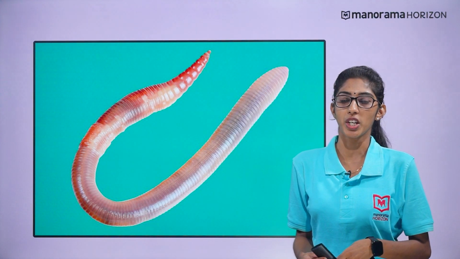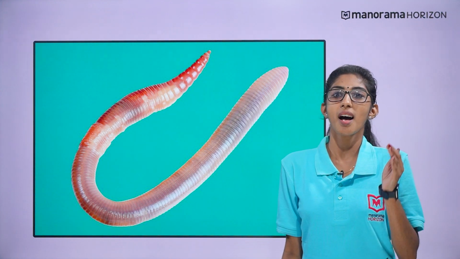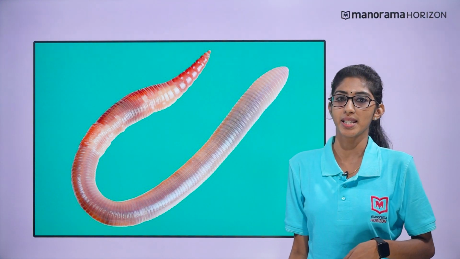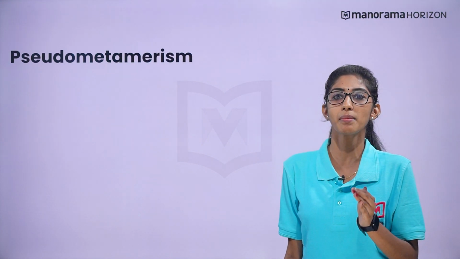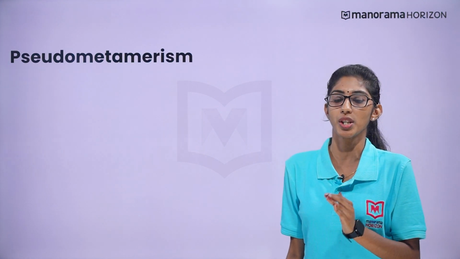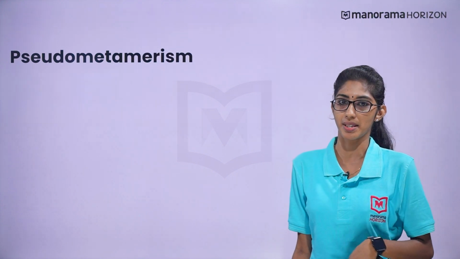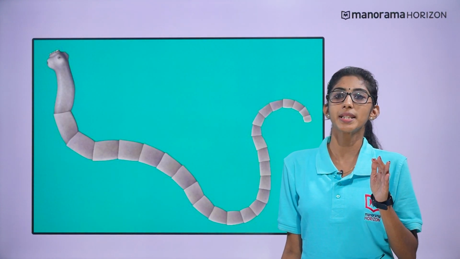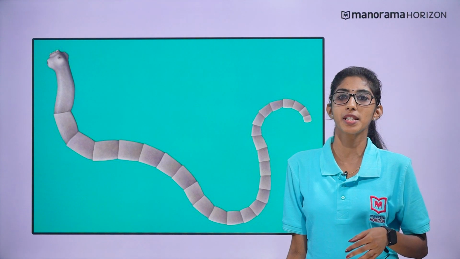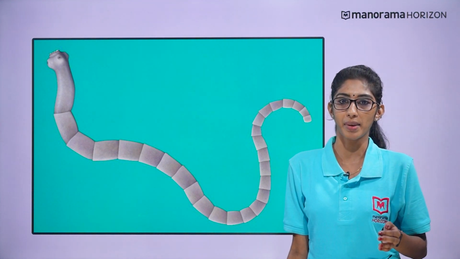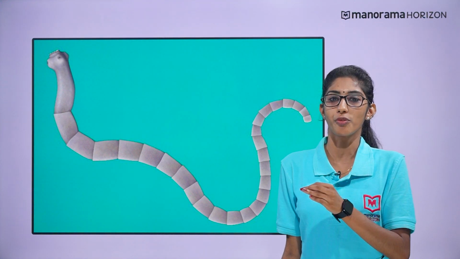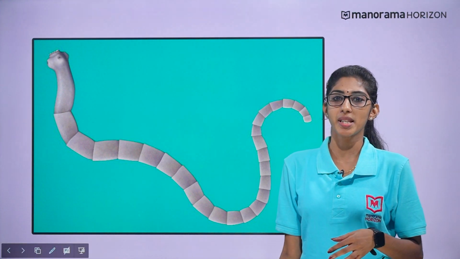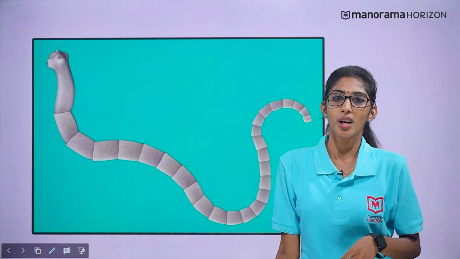This kind of segmentation is found in annelids, arthropods and chordates. The other kind of segmentation present in animals is false segmentation or pseudometamerism. It is found in tapeworm. The body is divisible into parts or segments externally, and each segment is independent of the others. These segments are called proglottids.